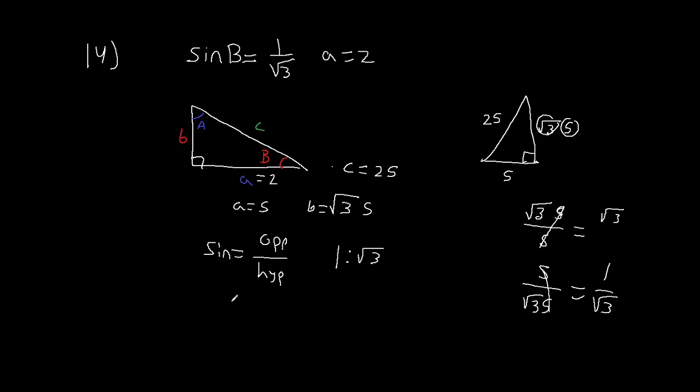So we know that A is equal to S. So we know that A is equal to 2. We now know that C is going to be equal to 2 times S, which is going to be equal to 4. And then we know that B is going to be equal to 2 times the square root of 3. Okay, so hopefully that makes sense.